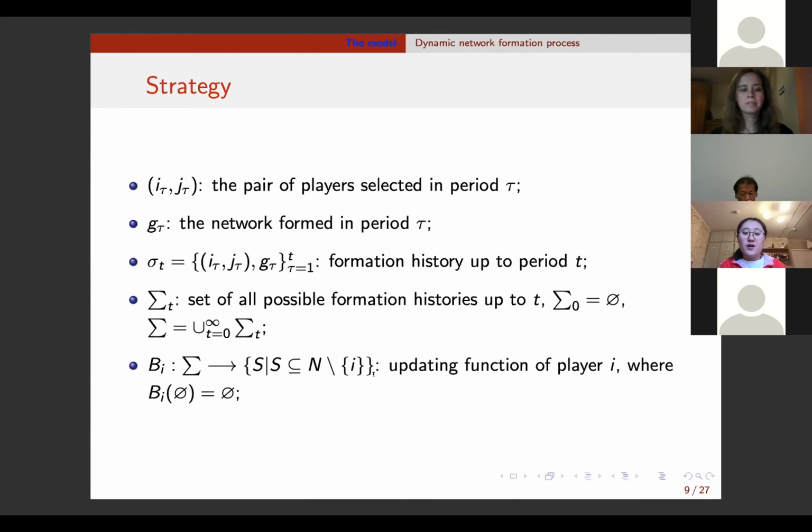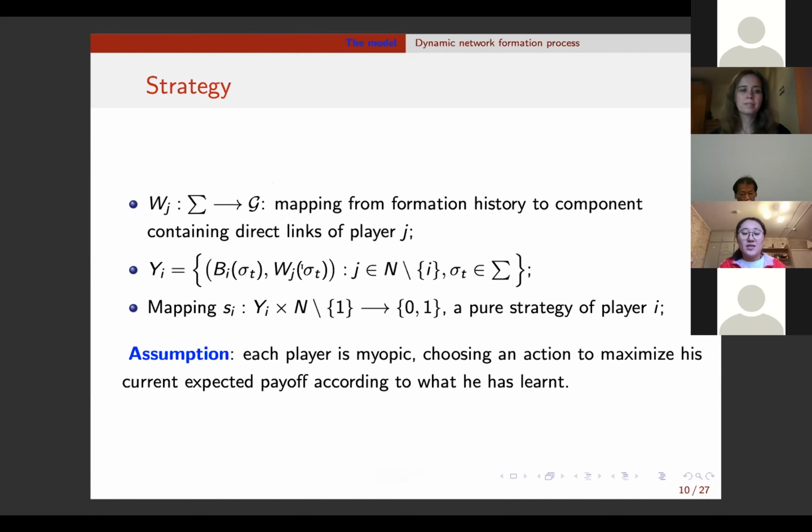mapping from formation history to the set of players that player i is ever connected with. So it can be called an updating function of player i. And W_j is also a mapping from formation history to the network, which is the component containing all the direct links of player j. And Y_i is the set of all vectors of B_i and W_j for any formation history and for any player j.